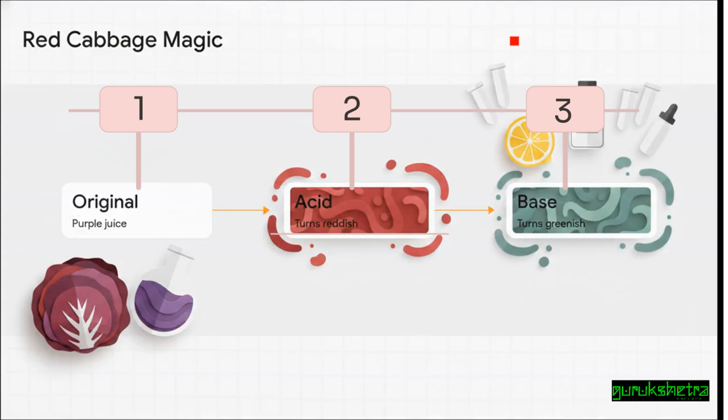Step 2. When you introduce an acid, the juice shifts completely and turns a vivid reddish color. And Step 3. When you introduce a base instead, it turns greenish. It's just a fantastic step-by-step transformation. Because it gives us this super clear visual spectrum, it is hands down one of the most popular and fun experiments we get to do in school chemistry.